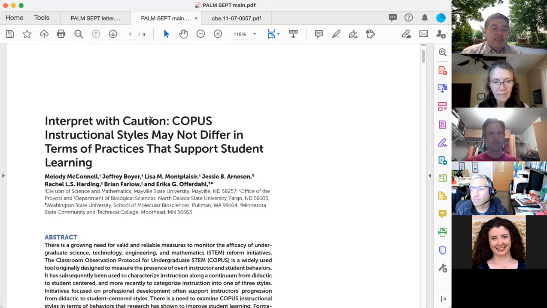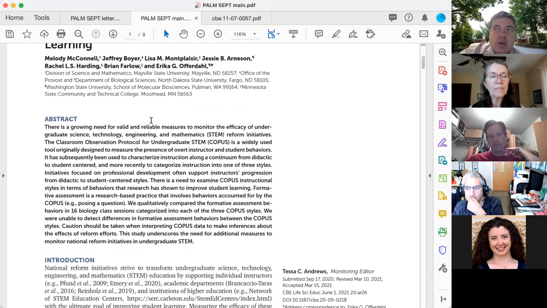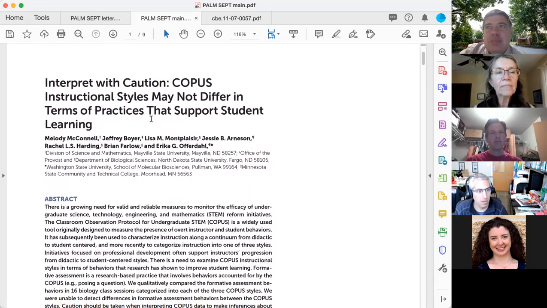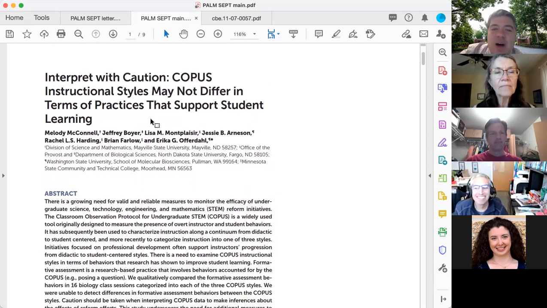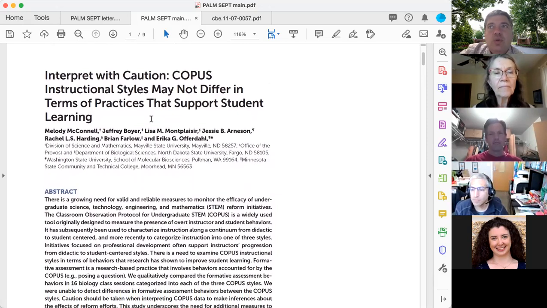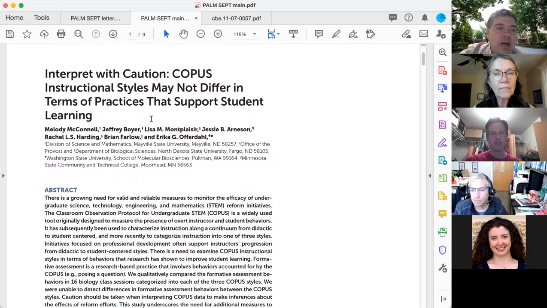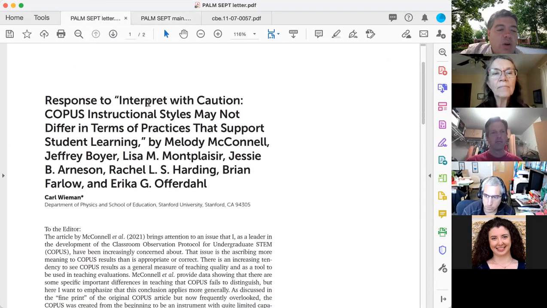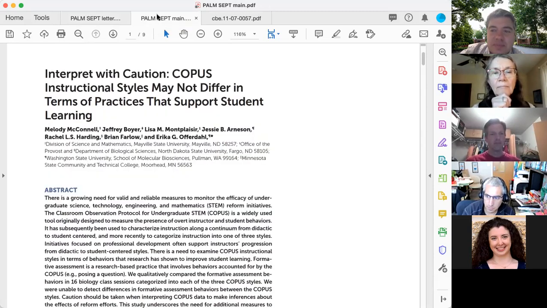But what this paper gets at is what COPUS can do and maybe what some of the limitations of COPUS are. Also attached to this is a supplemental letter that was sent in by one of the people who was helping in the origination of COPUS, with his thoughts on what COPUS should and should not be used for. So we'll come to this response.